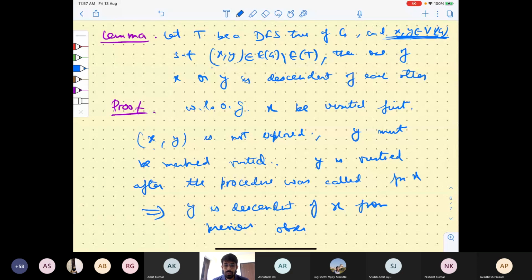Any other question? I can take one more minute, so please ask if you didn't get it. I should not have been in that much hurry about this proof, but you can figure it out. It's not very hard. The takeaway is what the edges look like in BFS and DFS.